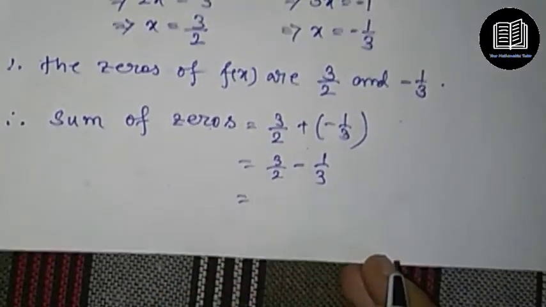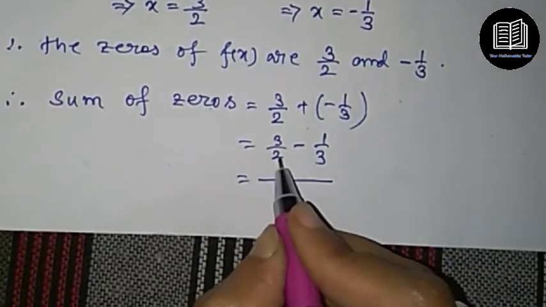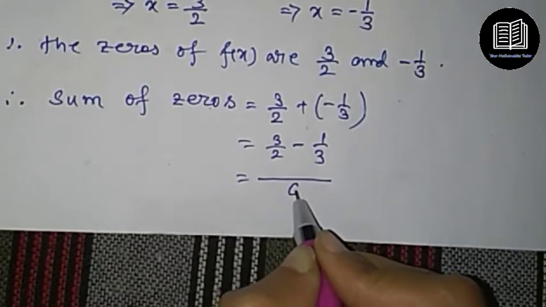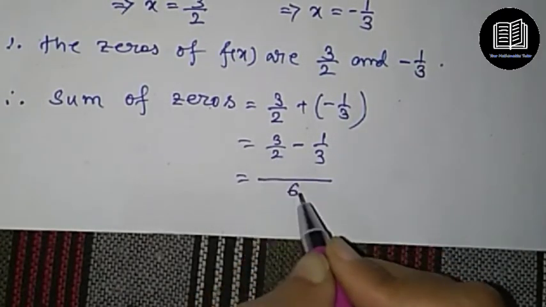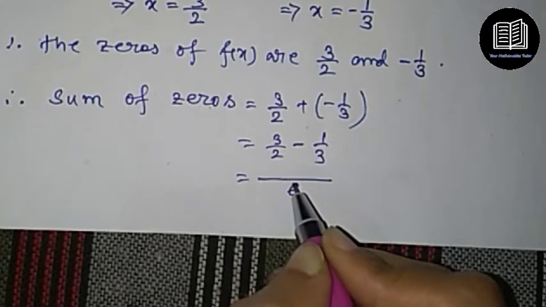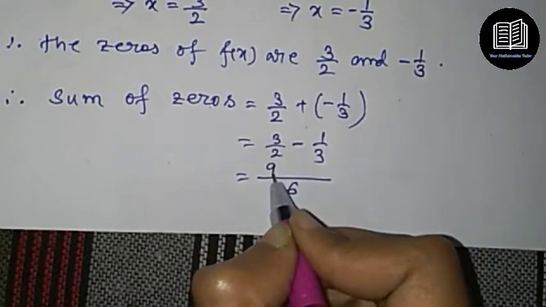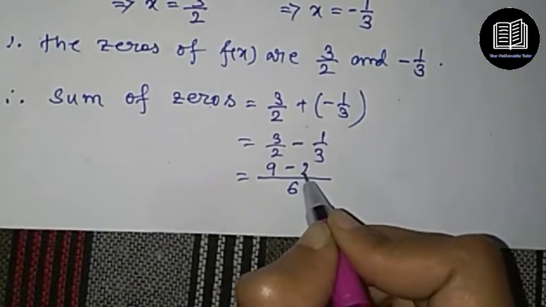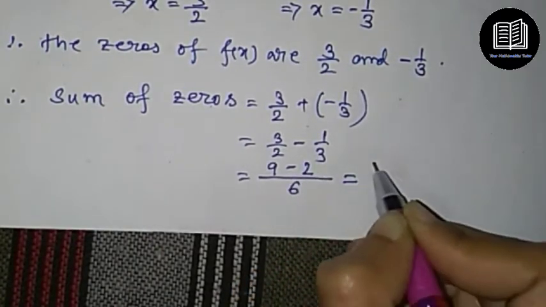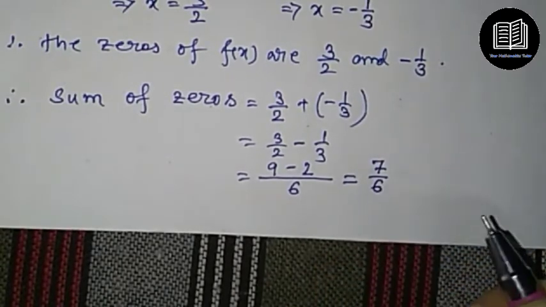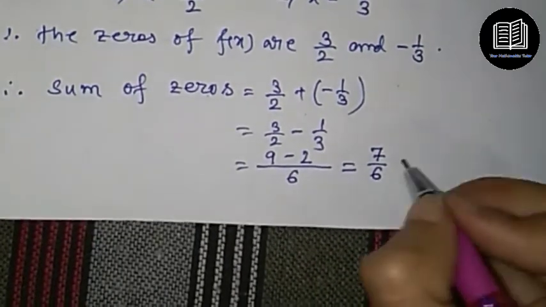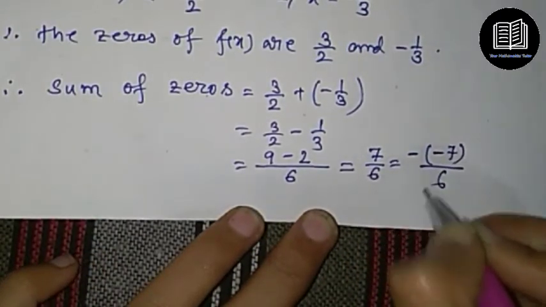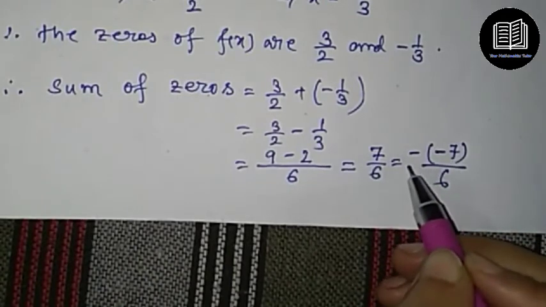Now the LCM of 2 and 3: 2 multiply 3, 6 is the LCM. Now divide 6 by 2, 3 twos are 6, 3 multiply 3, 9. Again divide 6 by 3, 2 multiply 1, 2. That is 9 minus 2, 7 by 6. Correct. Now see, we can write minus of minus 7 by 6, right? Because minus minus is plus.